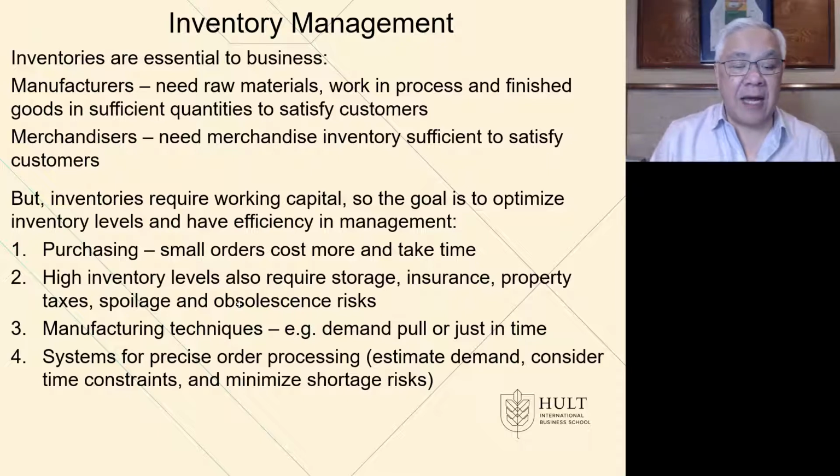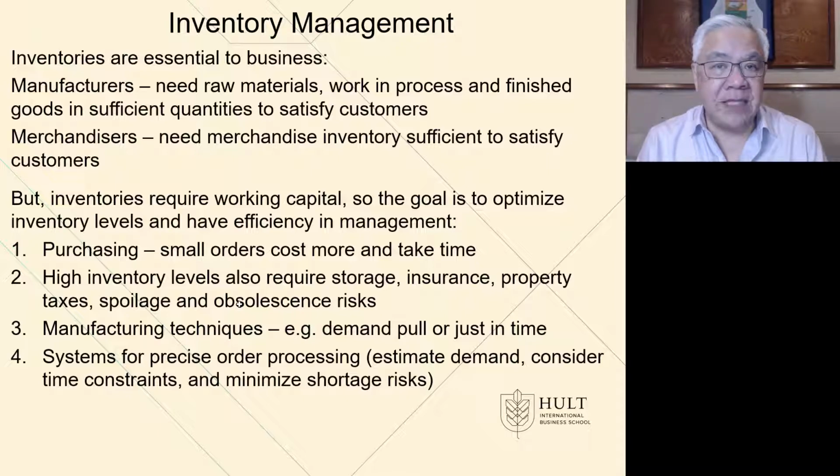Next is we're looking at high levels of inventory that, in addition to just tying up our money, takes storage. We have to insure what we have in inventory. Property taxes may be assessed on what we have in our inventory. And spoilage and obsolescence risks are higher because we have more inventory. If you have fewer items, there's a lesser chance that you'll be hurt by obsolescence.